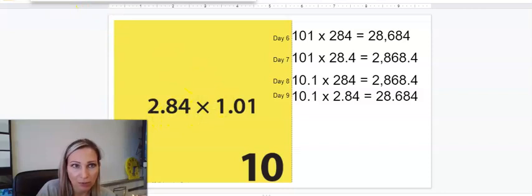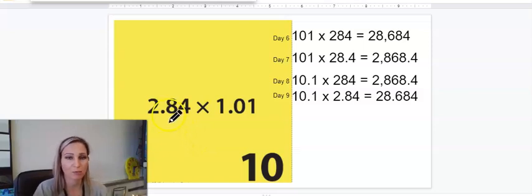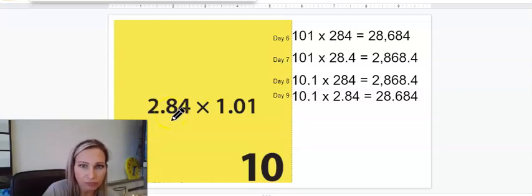So let's go ahead and try to figure out what the area would be of a rectangle that is 2 84/100 times 1/100. First, we're going to estimate. So pause the video and estimate what the answer would be.